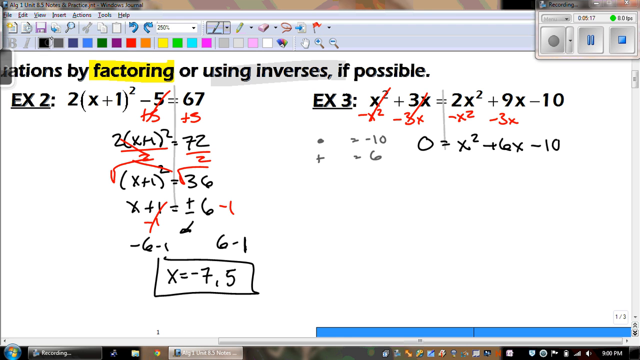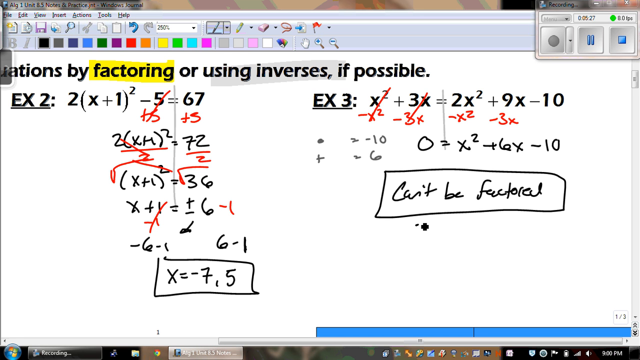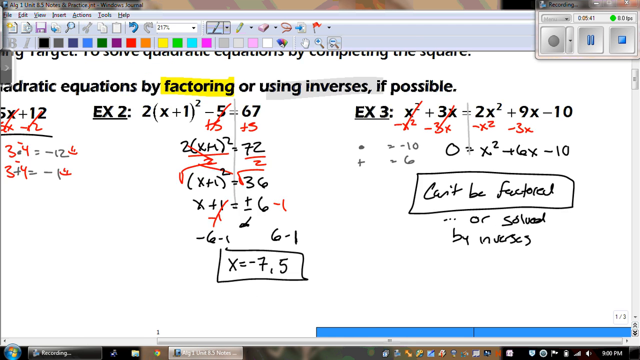Okay, so we just said that this can't be factored, or it can't be solved by inverses. But what it can be solved by is completing the square. And that's what we're going to be learning about today.